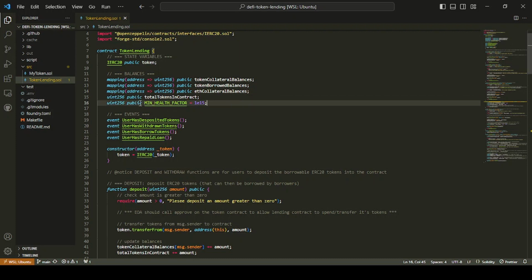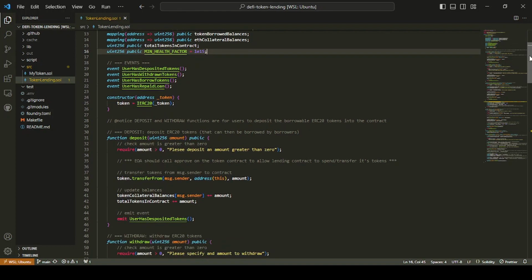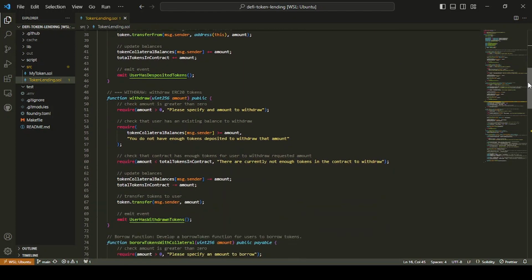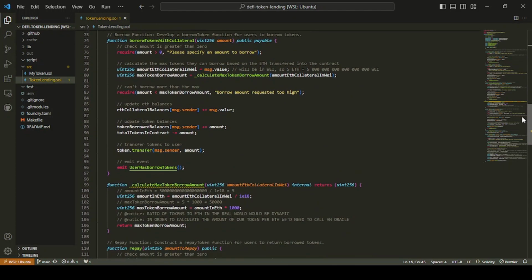Min health factor. This will come into play later on. 1E15 is one with 15 zeros after it. I'll talk about that later on. Again, there's our events. Our constructor, we pass in our token when we're deploying our lending contract. So we deploy our token first, and then deposit and withdraw. So the first function that we're going to look at is this borrow tokens with collateral. And as you can imagine, what this does is allows people to deposit collateral and borrow tokens.